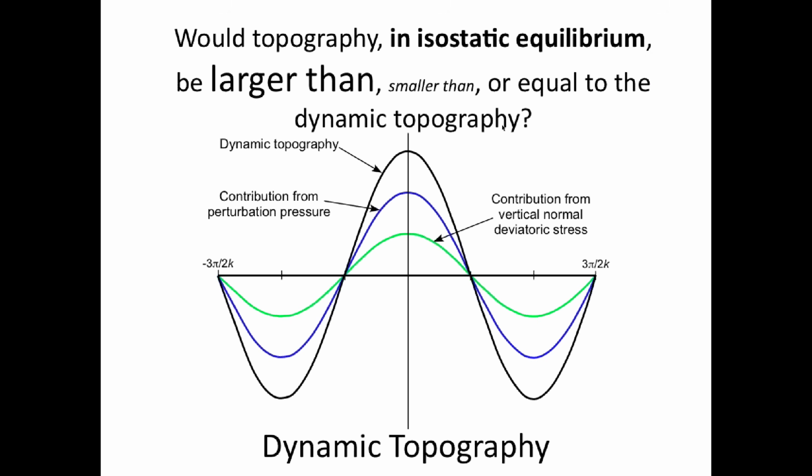I often start at one end or the other, so today I'm going to start. How many of you think the topography when you have isostatic equilibrium is going to be the same as what's shown here with that black line? Let me warn you that usually at the end of this, after asking all three, I conclude that nobody thinks at all.